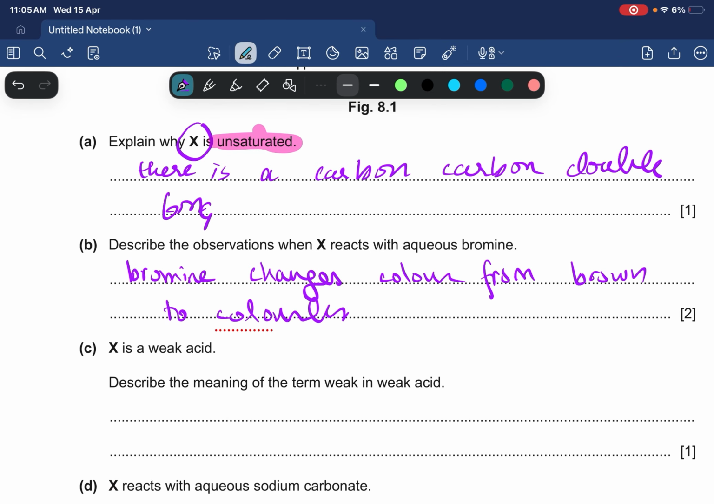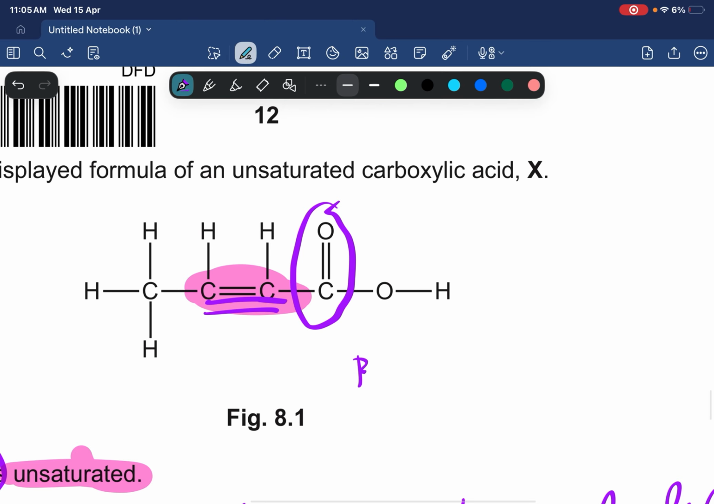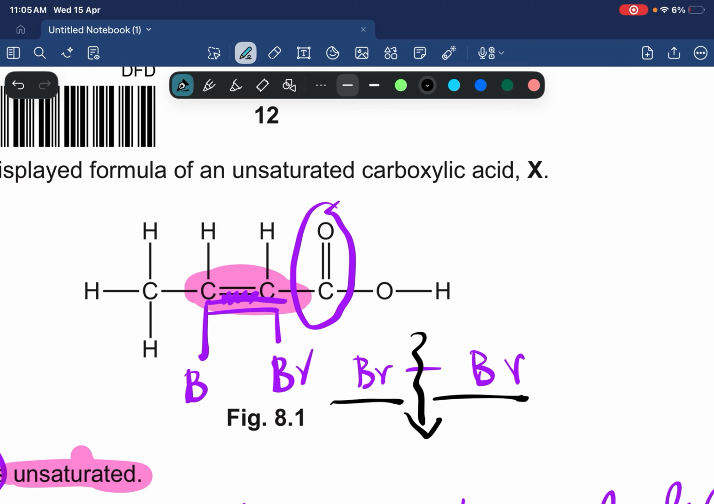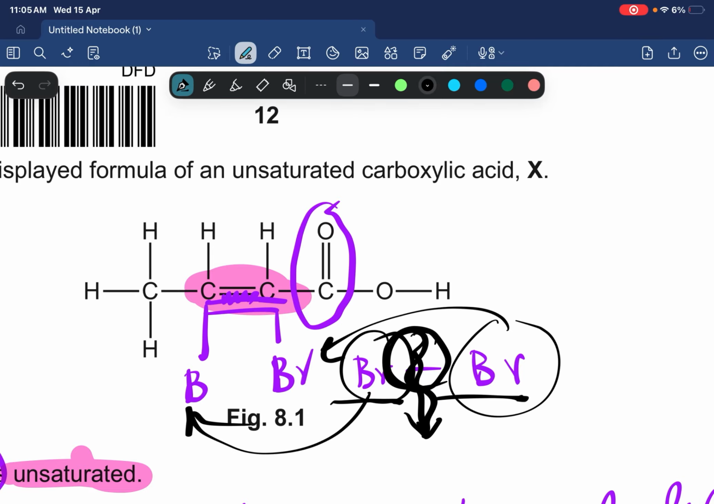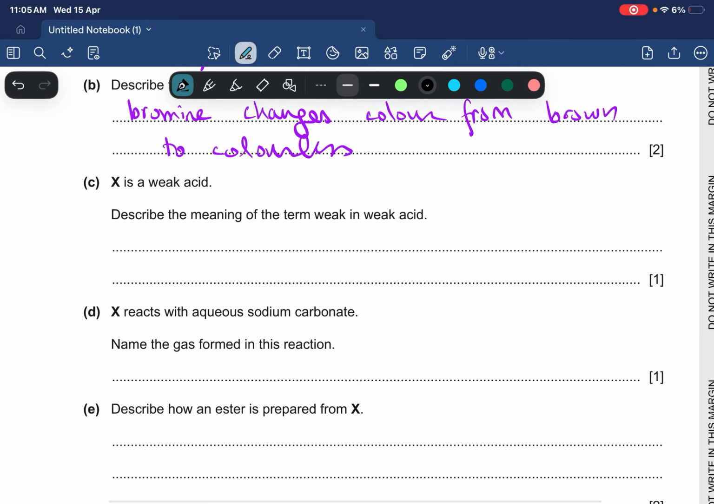Why? When the bromine is like this, it's brown in color. But when this bond breaks, one bromine adds here, one bromine adds here, this bond of the bromine breaks. So now it becomes colorless. Until and unless this bond exists, it's going to remain brown. But when this bond breaks, one bromine got here, one bromine got here, you are done with the brown color. It's gone.